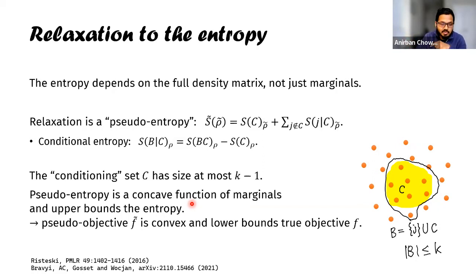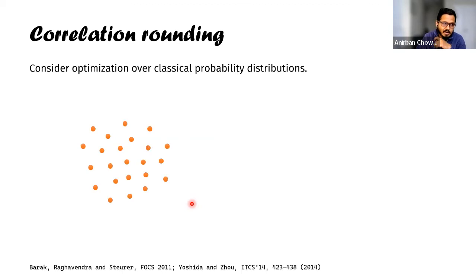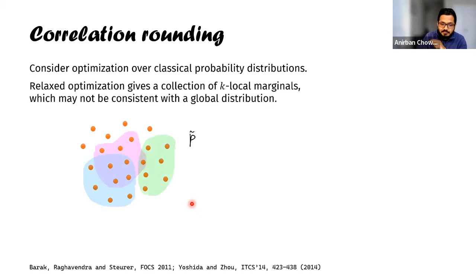And I'll just briefly talk about how we round this. To think of the rounding, we'll consider, instead of doing the entire thing over density matrices, just classical probability distributions, to make life simpler. If we do some analogous minimization over a collection of k-local marginal distributions, classical probability distributions, we'll get a bunch of marginals which may not be consistent with the global distribution. And the patching up, something called correlation rounding defined in these papers, is done in the following form.